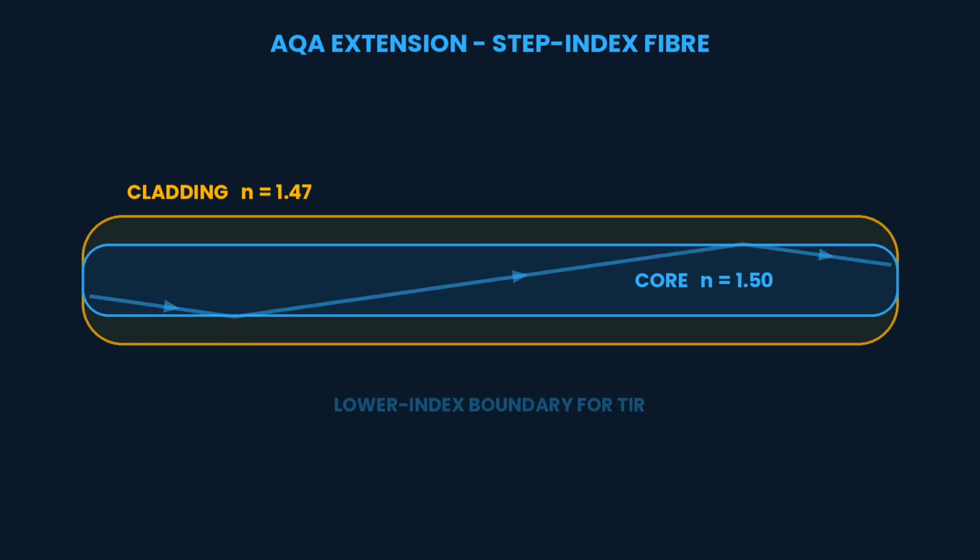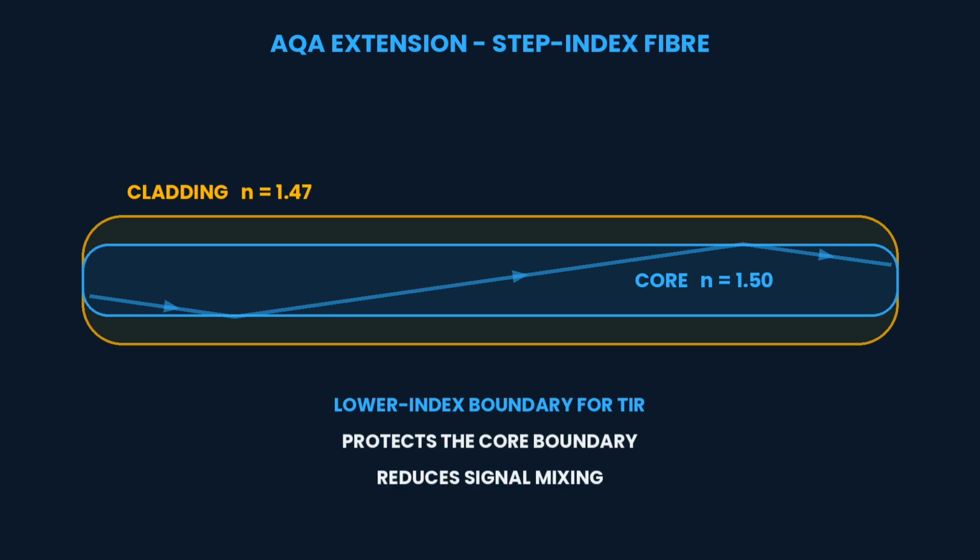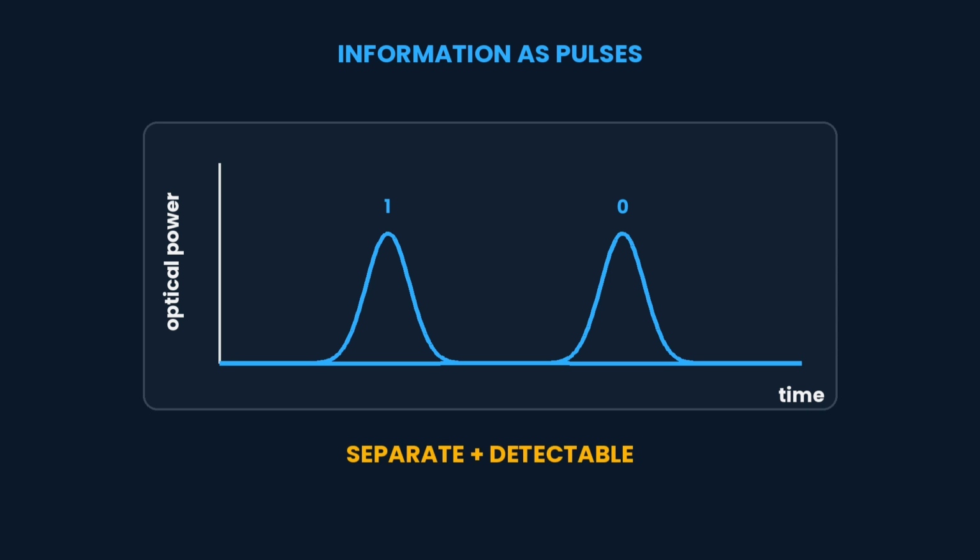Its lower refractive index provides the lower index boundary required for TIR, which protects the core boundary and helps stop light crossing between neighbouring fibres and mixing their signals. Information is sent as pulses, which must remain separate and detectable.